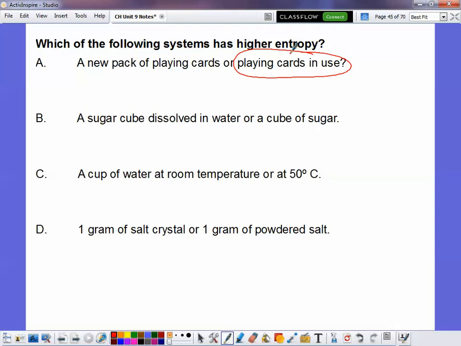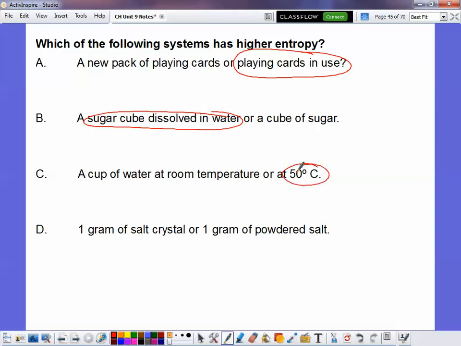All right, sugar cube dissolved in water or just the cube of sugar? Dissolved in water. You're dividing it down into parts, okay? A cup of water at room temperature or at 50 degrees? 50 degrees. Higher temperature, higher entropy.